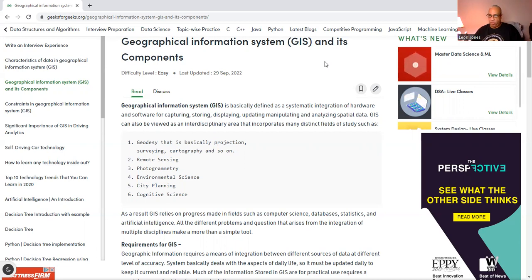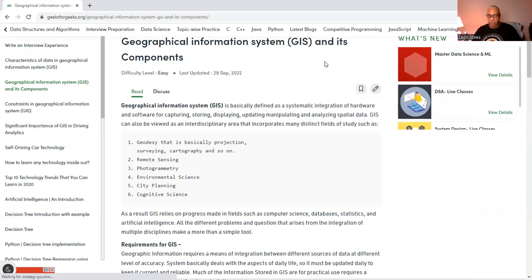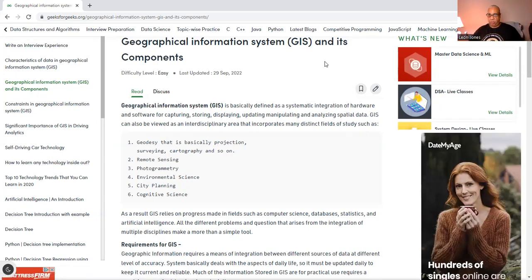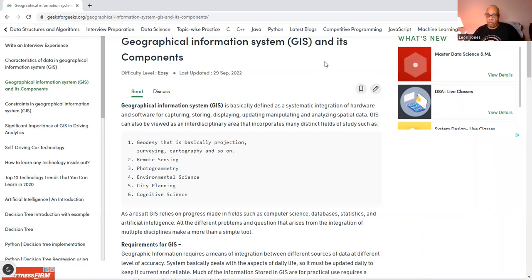Then you deal with remote sensing, photogrammetry. Now, how do they use photogrammetry? Well, you can use a drone to take pictures of parcels, of roadways. You can even use it to take pictures of bridges. You're creating a map. Environmental science, city planning, cognitive science. GIS has so many good uses. ARC systems or ARC mapping, that's a software that you can utilize with CAD for all of your GIS information.